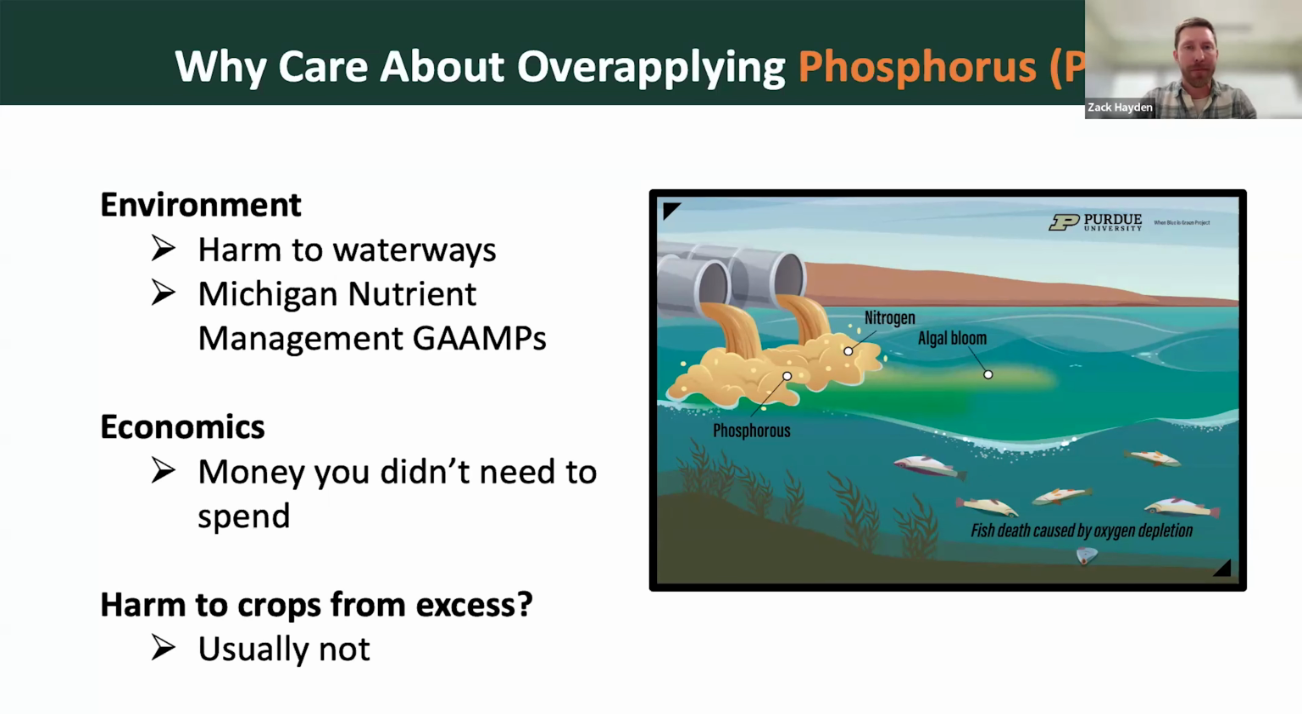Usually not. If it's high enough, you can have some issues with competing nutrients and precipitation and things like that. But for the most part, you're not going to have crop issues from excessive phosphorus in your soil.